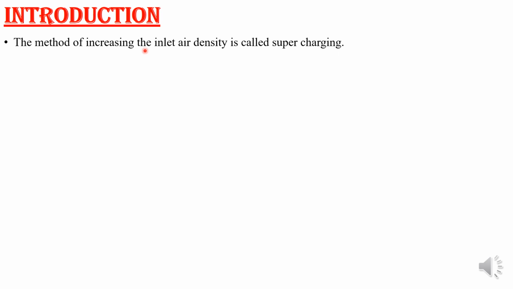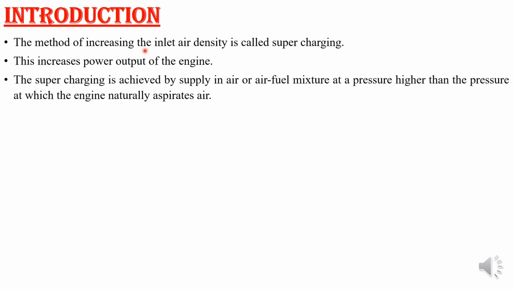When air density increases, the amount of air going inside the cylinder will increase. Once the air amount is increased, the volumetric efficiency of the engine will increase. Once volumetric efficiency increases, then the power output of the engine can also be increased. So supercharging is achieved by supplying air or air-fuel mixture at a pressure higher than the pressure at which the engine naturally aspirates the air.